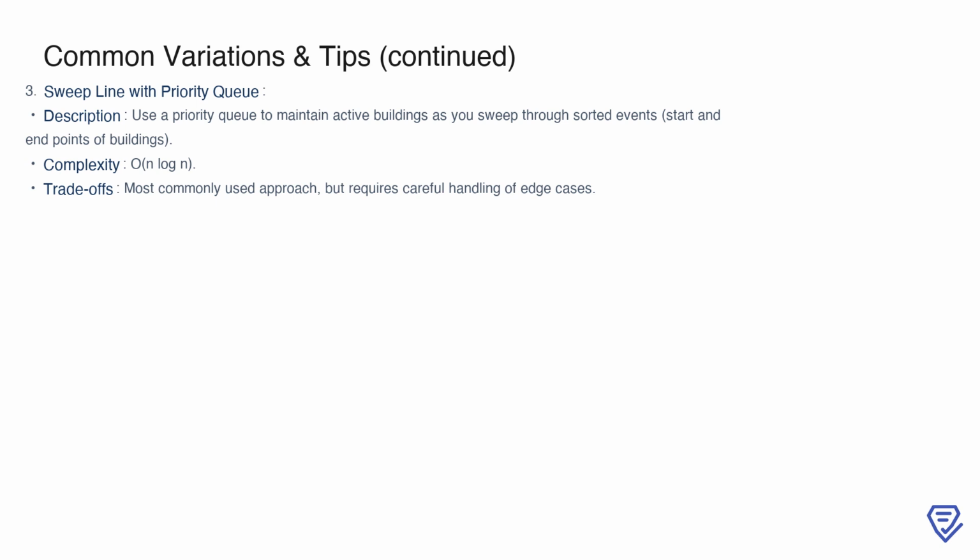These might include scenarios like overlapping buildings, buildings with zero width, or ensuring the skyline output doesn't include redundant points. This method is widely favored because it's both performant and aligns well with the problem's requirements, making it an excellent choice for interviews or practical applications.